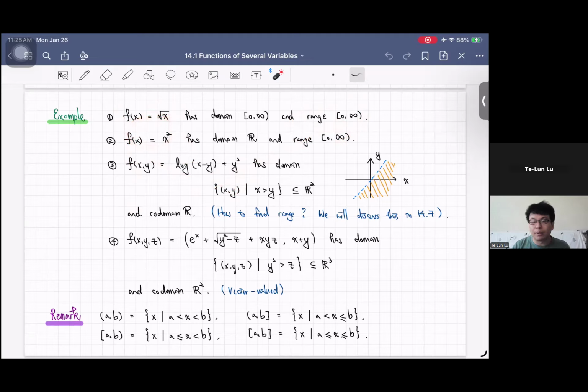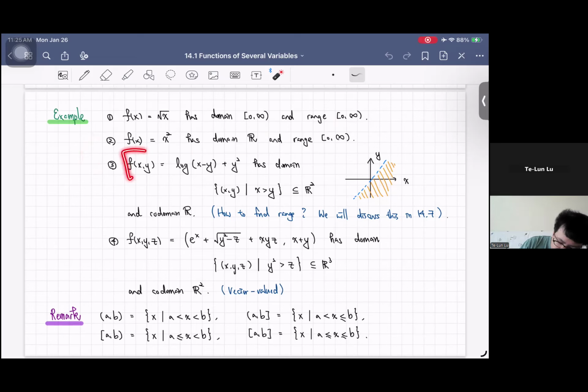The domain, which is what the input can be of this function x squared, is given to be R, which is every possible real number. And the only possible thing that you can achieve is any non-negative real numbers. Okay, now into our case, which is what we're trying to do in this section.